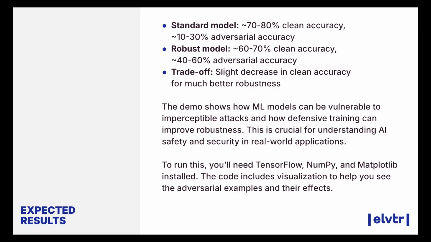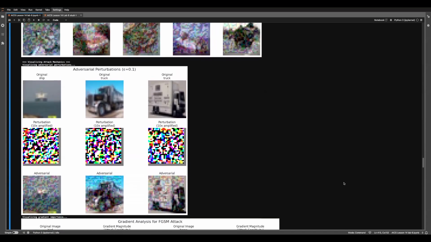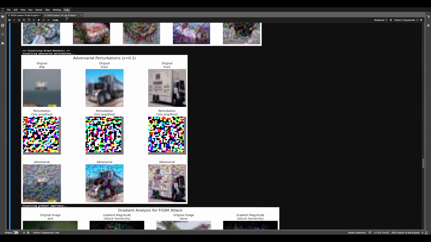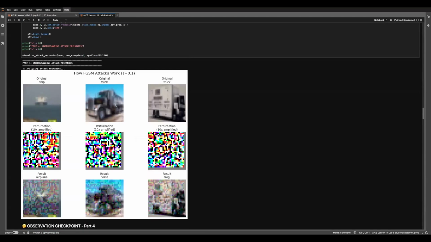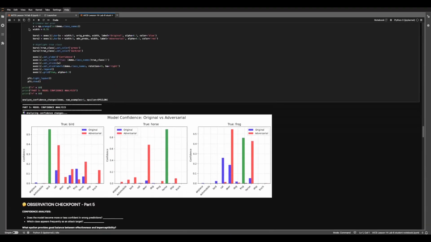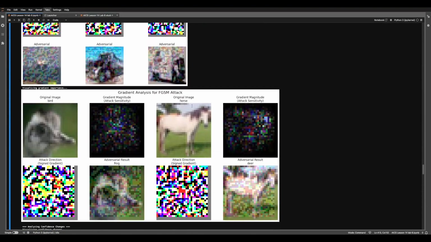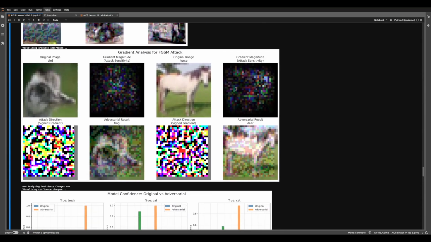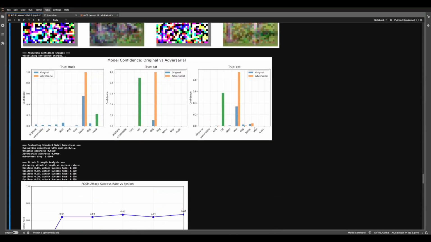Okay, so if you look at our example here, we've seen some of these out, and you can follow along in the student notebook. We have a cell for each one of these, right? So we're talking about how FGSM attacks work. We'll talk about that. We have a checkpoint, and then we can see, what is the model confidence? And you can see here that when you have these original images and then the adversarial results, they get misclassified. And then what we're looking at here is what's the confidence of the model.